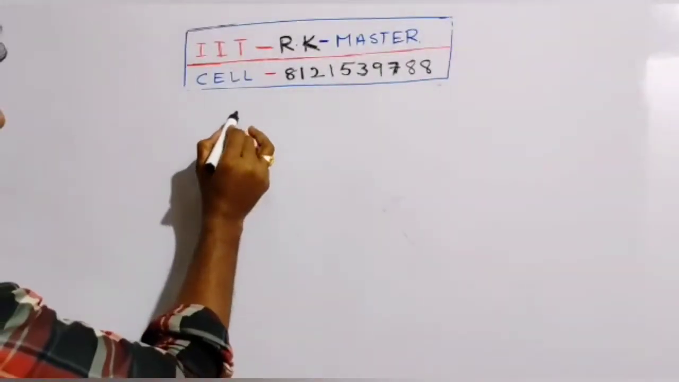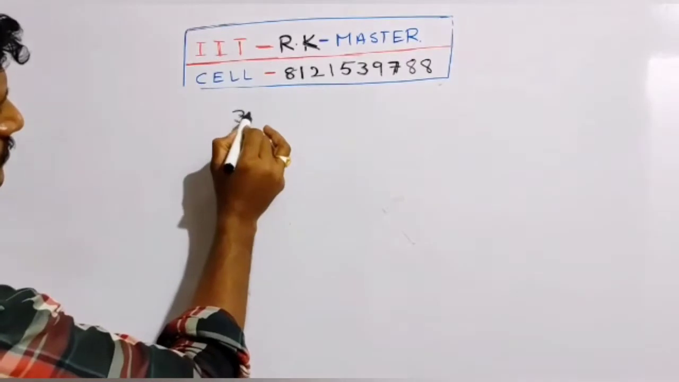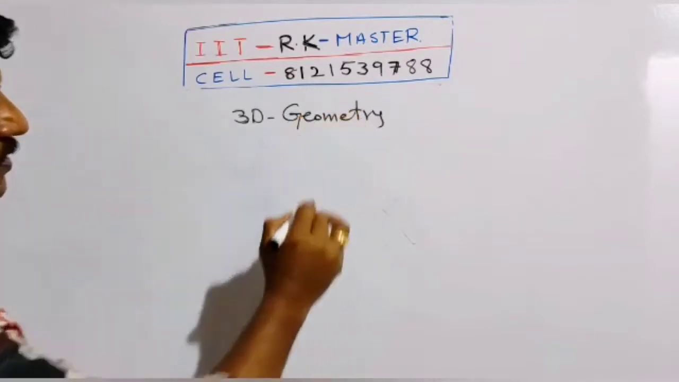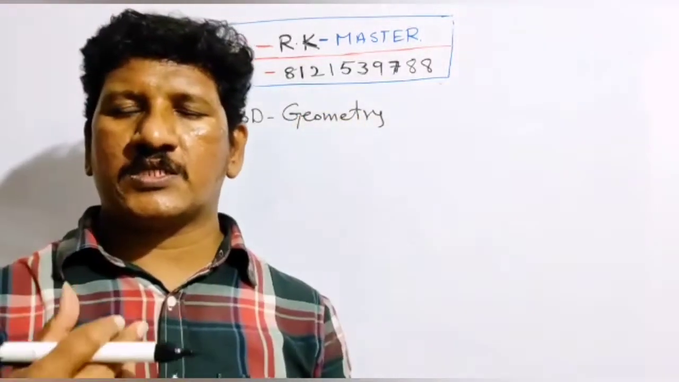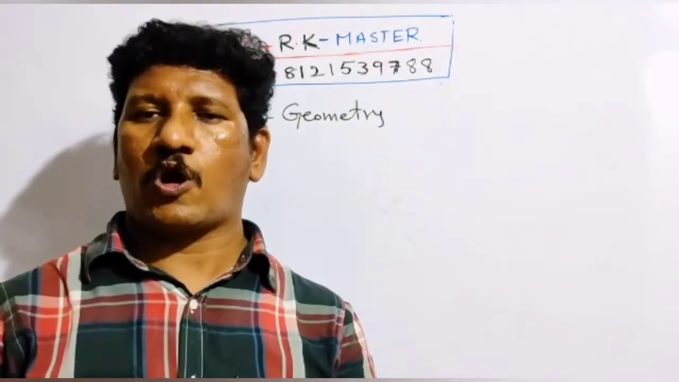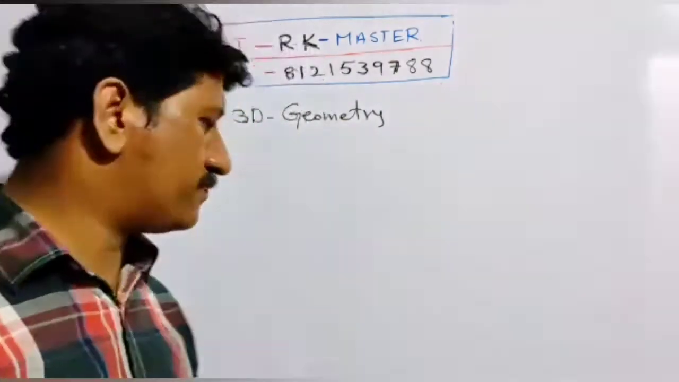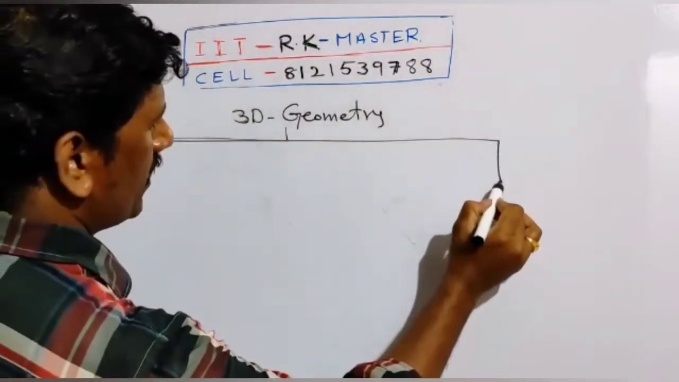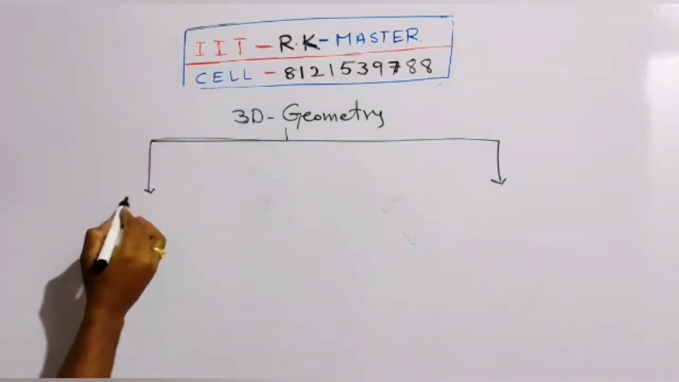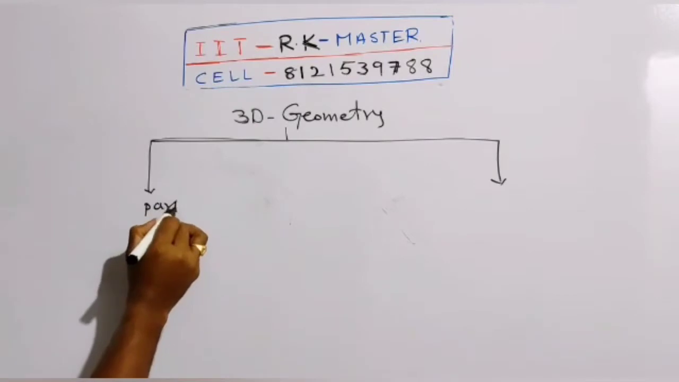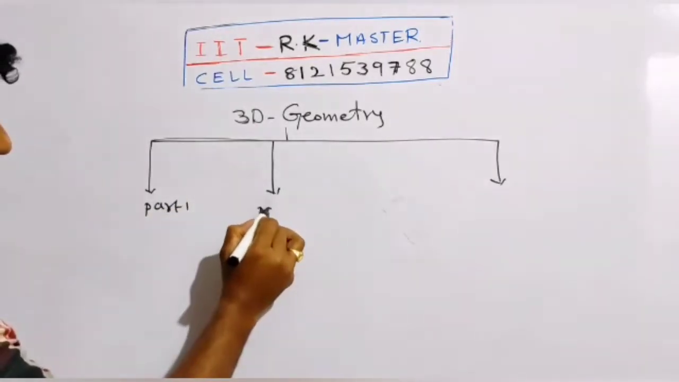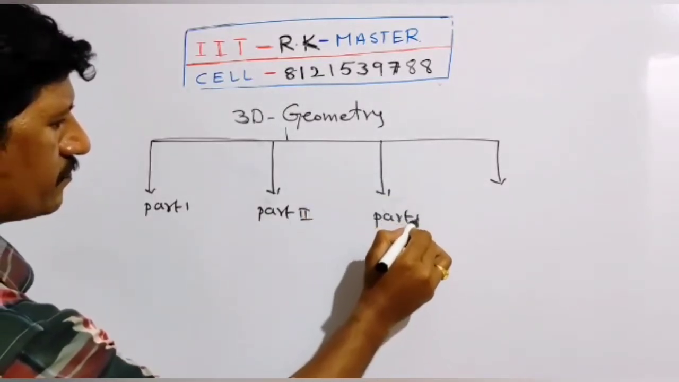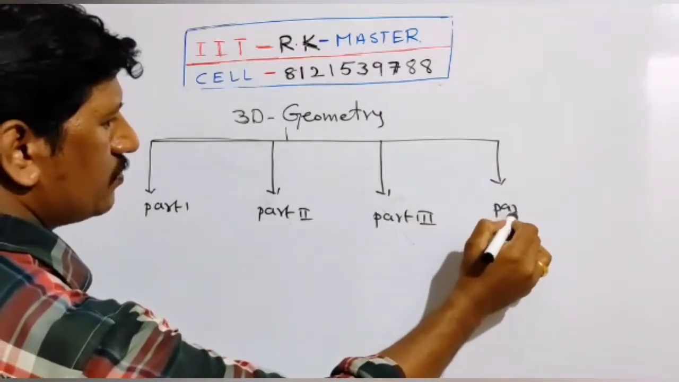3D geometry. According to me, this 3D geometry topic is divided into 4 parts. This 3D geometry is divided into how many parts? 4 parts. This is part 1. This is part 2. This is part 3. And this one is actually part 4.